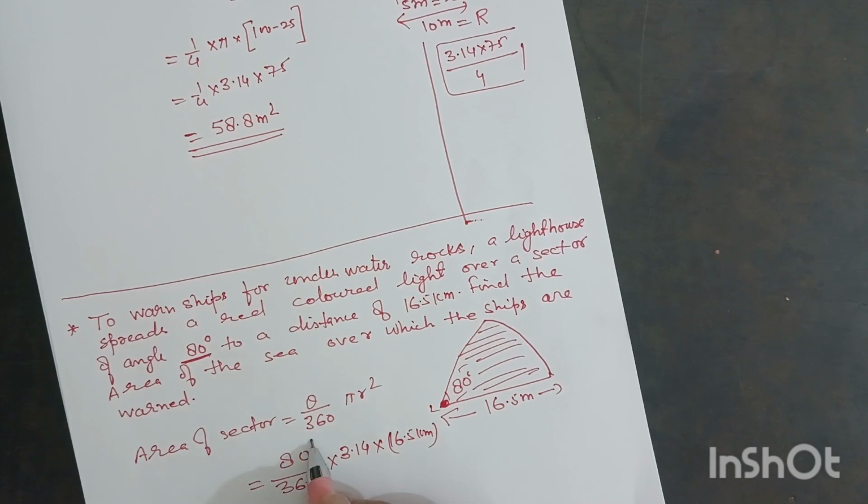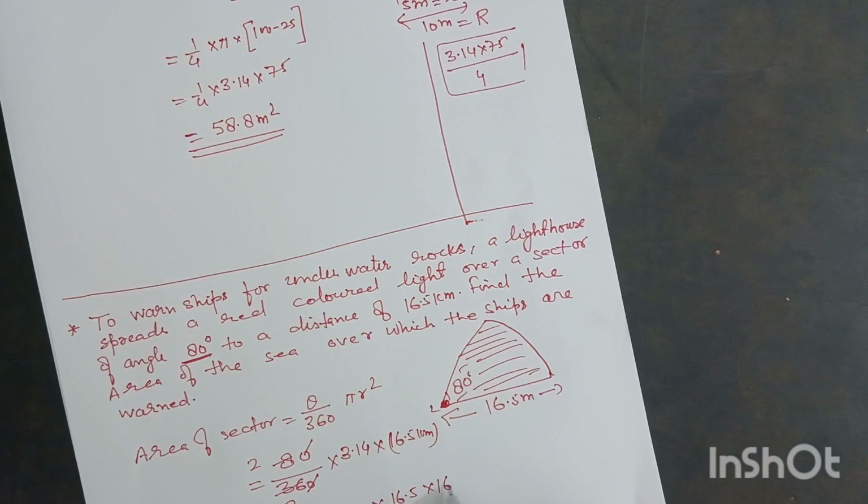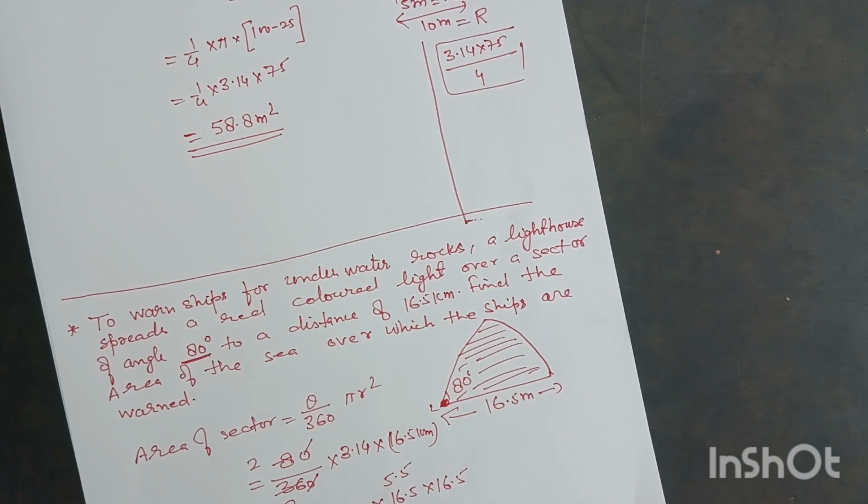So on simplification, 0 and 0 will cancel. 4 2s are 8, 4 9s are 36. So this will become 2 upon 9 into 3.14 into 16.5 into 16.5. 3 1s are 3, 3 3s are 9, 3 5s are 15 and 3 5s are 15. Again 3 1s are 3, 3 5s are 15, 3 5s are 15. So finally your area will be 3.14 into 5.5 into 5.5.